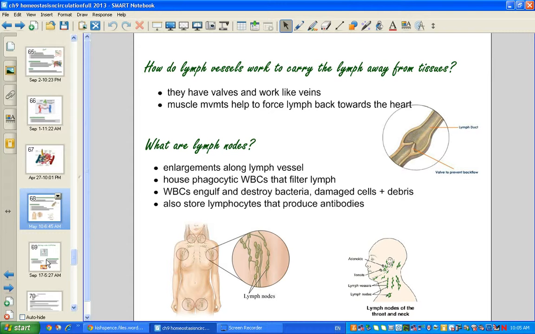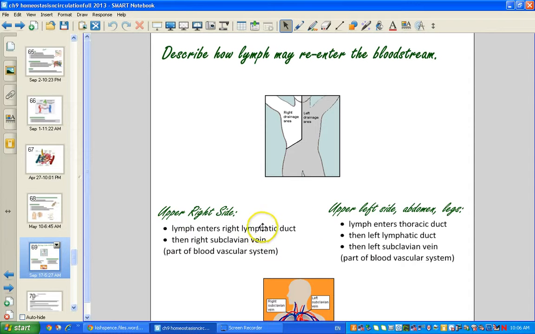Number 8. Okay, sorry. The last question, again, describe how lymph may re-enter the bloodstream. This next slide shows it, and it's described on the video lesson. Basically, it's a little different on the right side than on the left side and your lower body, so that's why I was getting you to look into that.